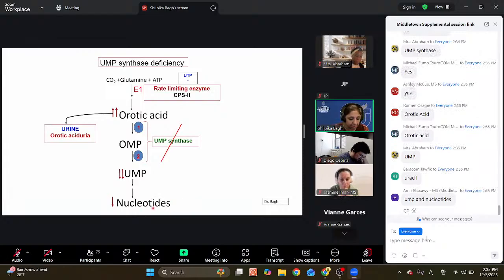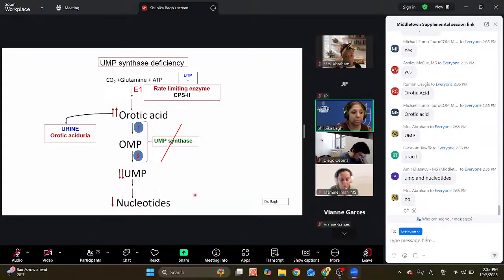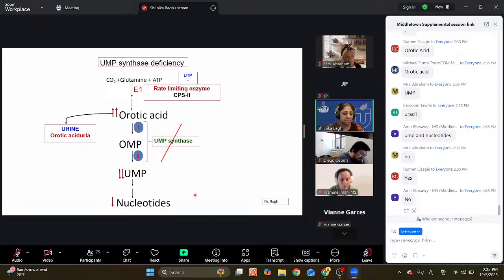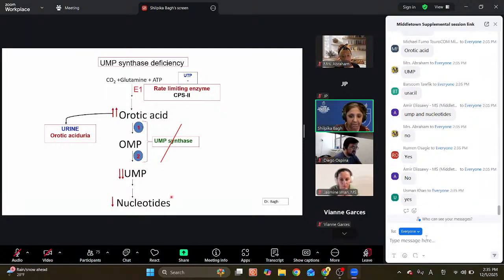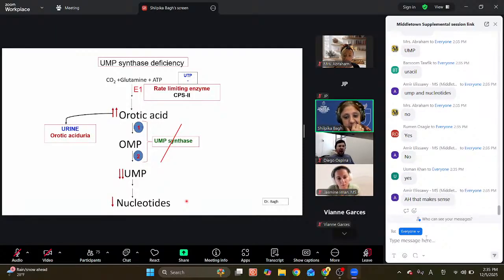Do you see megaloblastic anemia here too? Will you see macrocytic and megaloblastic anemia? Somebody saying no. Why are you saying no? Yes, you will because of low nucleotides. But tell me, what is the cause of megaloblastic anemia in folic acid deficiency? Here, the cause of macrocytic anemia is UMP synthase defect. But what is the cause of macrocytic anemia in folic acid deficiency?